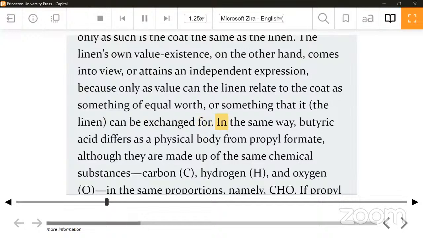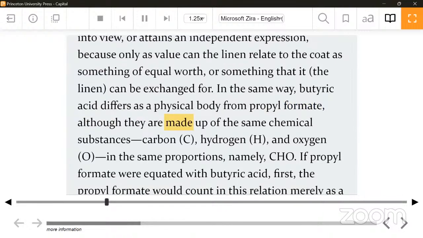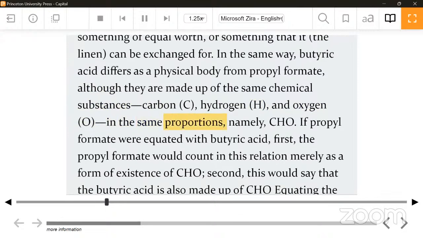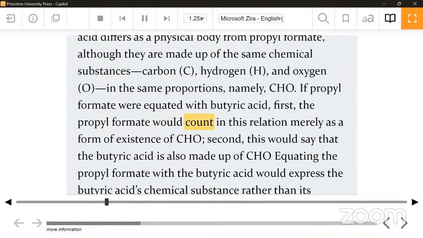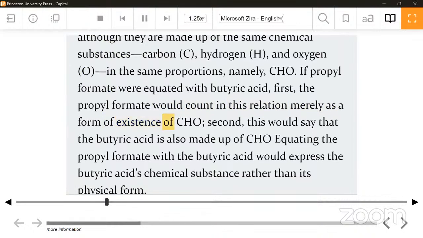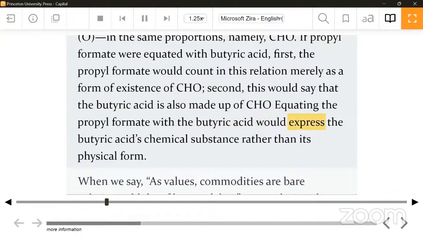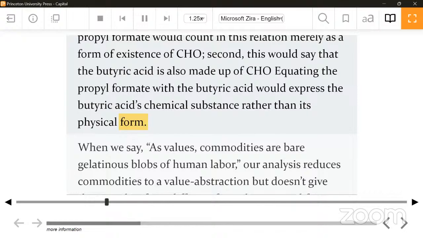In the same way, butyric acid differs as a physical body from propyl formate, although they are made up of the same chemical substances, carbon, C, hydrogen, H, and oxygen, O, in the same proportions, namely, CHO. If propyl formate were equated with butyric acid, first, the propyl formate would count in this relation merely as a form of existence of CHO, second, this would say that the butyric acid is also made up of CHO. Equating the propyl formate with the butyric acid would express the butyric acid's chemical substance rather than its physical form.